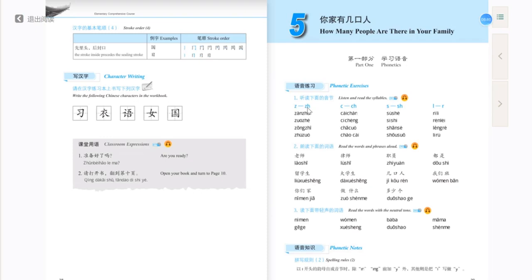For Z, C, S, we use the tip of the tongue against the front part of the mouth, and this is what we call the Z, C, S group. And the Zh, Ch, Sh group, we use the tip of the tongue against the back part of the mouth. This is the difference between them. Zhi, chi, shi. When we make this pronunciation, we also have a curl of the tongue. Now, please listen to the recording and try to repeat and do the exercises with these recordings.